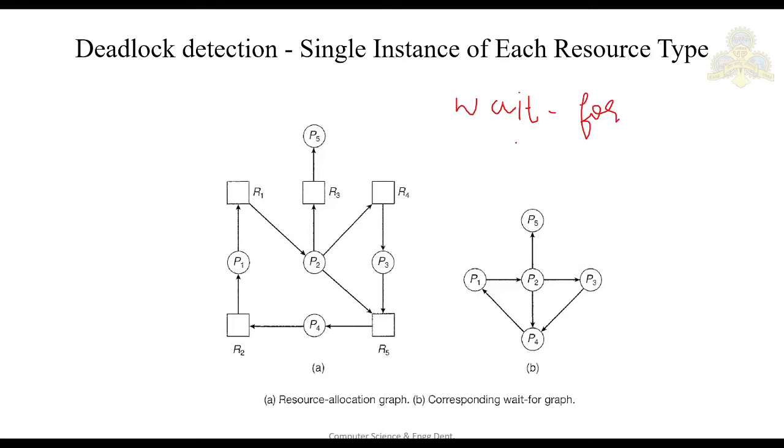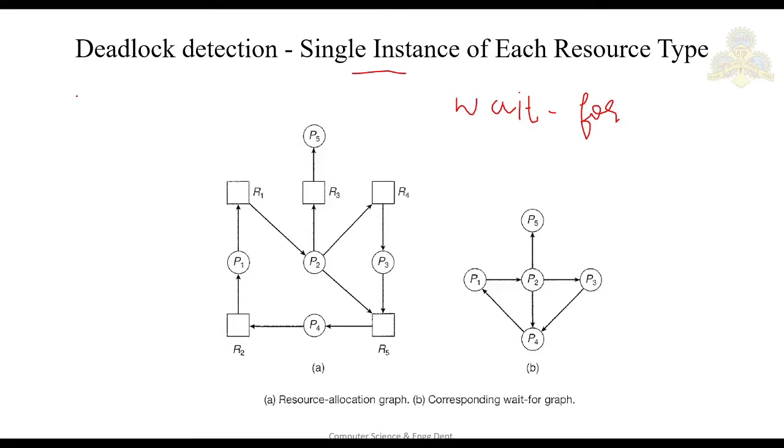We obtain this wait-for graph from your resource allocation graph by removing the resource nodes and collapsing the appropriate edges. So, to say it like this, from the resource allocation graph you have to obtain the wait-for graph in this single instance of each resource type. How can you obtain the wait-for graph from this resource allocation graph? You have to remove the resource instances from your resource allocation graph.